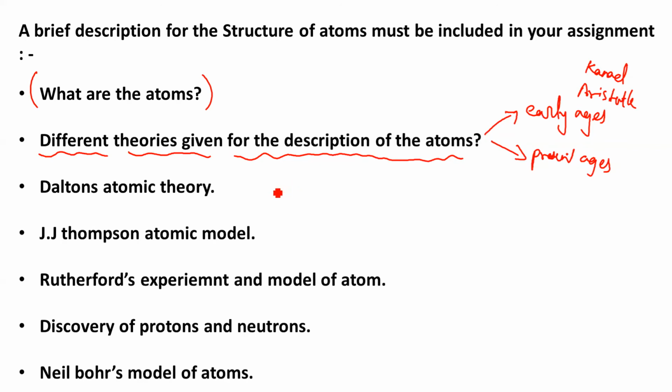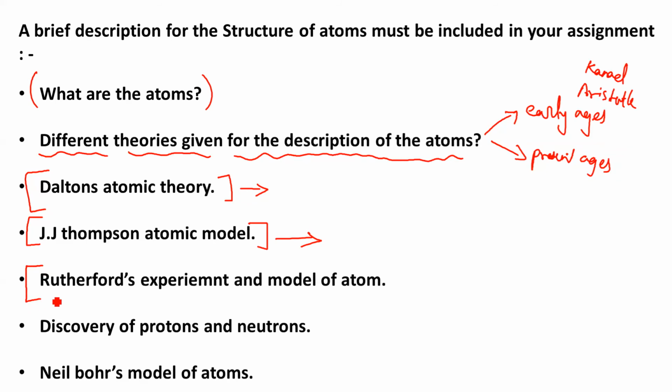Then after that, you have to mention briefly the Dalton's atomic theory, its postulates, and all the things which are included in Dalton's atomic theory. Then after that, you have to mention J.J. Thomson's atomic theory, or J.J. Thomson's atomic model. What was J.J. Thomson's atomic model? How he has mentioned the atoms there.